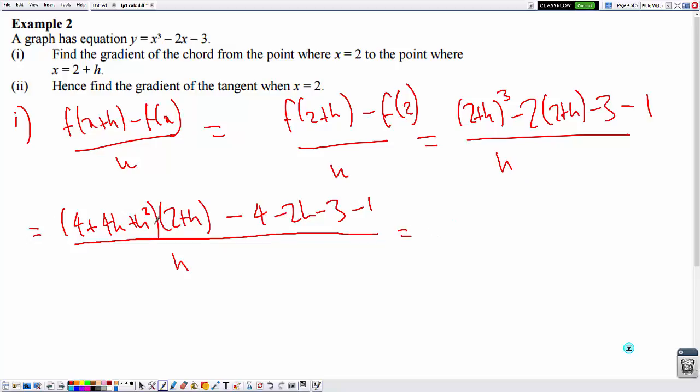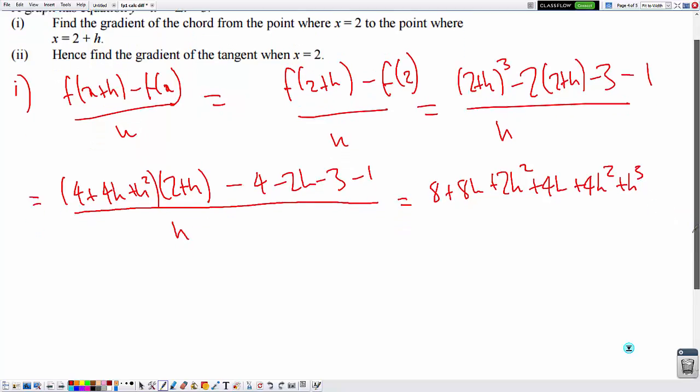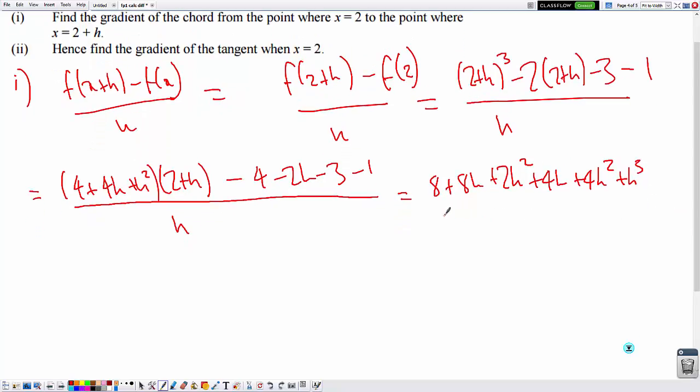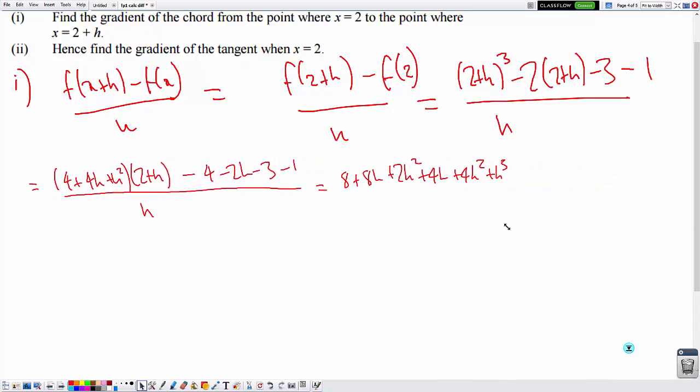In the end, let's multiply this bit out. So this is actually quite simple. Okay, instead of doing all of this times 2 and then all of this, actually it's all of this times 2. So it's 8 plus 8h plus 2h squared. Then it's all of this times h. So it's plus 4h squared plus h cubed. Then I've still got the minus 4. And I've run out of space, so I'll write it. Or actually, I can make this smaller. Let's just make this a little bit smaller.